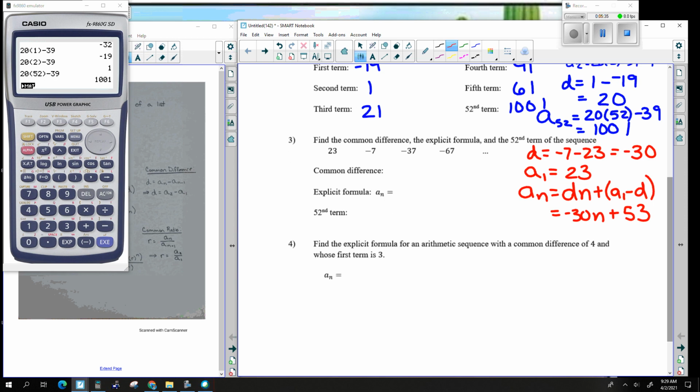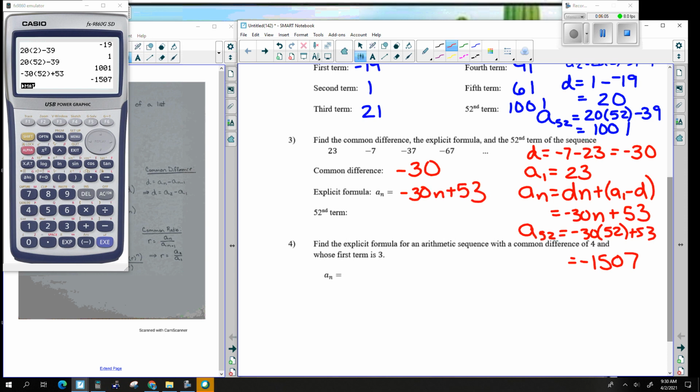And then what's the 52nd term? So a of the 52nd term would be negative 30 times 52, plus 53. All right, here we go. So the common difference was negative 30. The explicit formula is negative 30n plus 53. The 52nd term is negative 1,507.